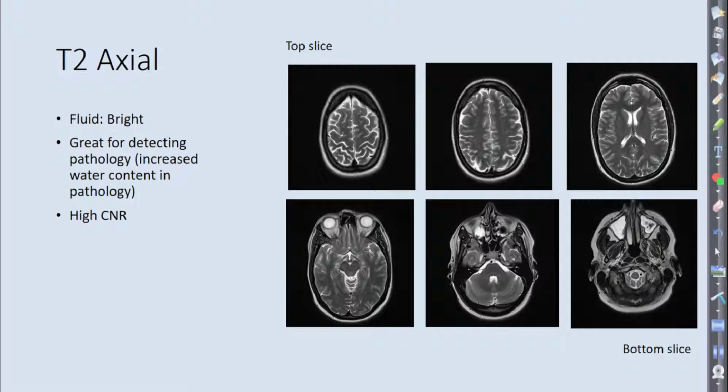All right, so here's what our T2 axials are going to look like. Here's the top slice. Remember, we should get all the way to the top of the brain, but this is the top of the head, so this is more superior. This is more inferior. You see that? Top slice, bottom slice. On T2 images, our fluid's going to be bright, because fluid relaxes or decays a lot slower than fat. So our fluid's going to be bright.